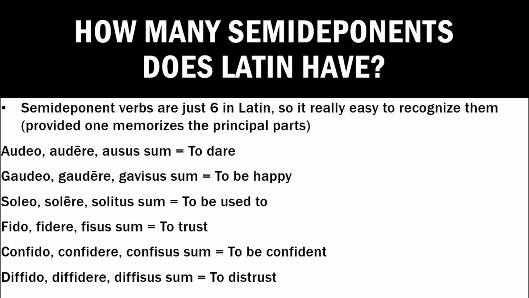So semideponent verbs are really easy to learn because they're just 6. Audeo, gaudeo, soleo, fido, confido, and diffido. And they all belong to the second and third conjugation. I think it is very important for the semideponents to memorize the principal parts because sometimes they can be tricky. They might look like a normal verb, but in the end they are semideponents. So I think that if you memorize the principal parts, it's going to be a great advantage for you when you translate the sentences or just the text.